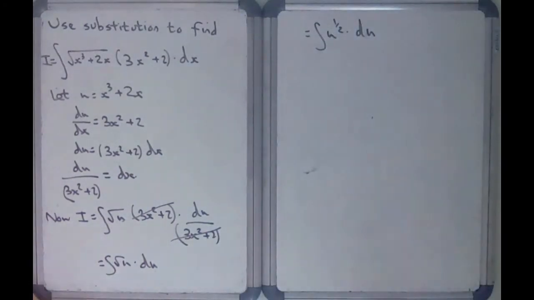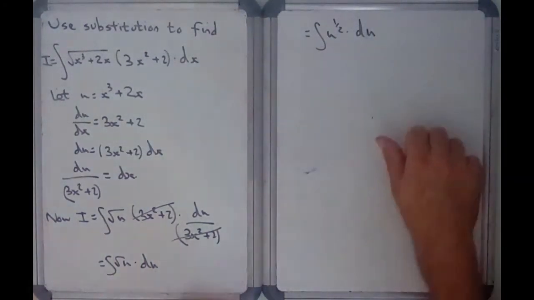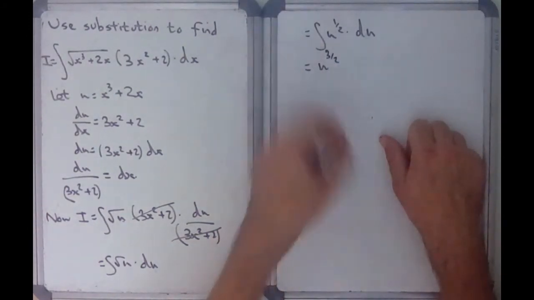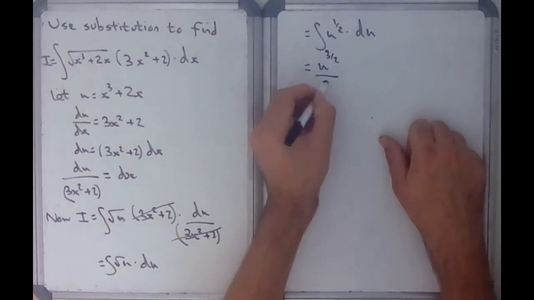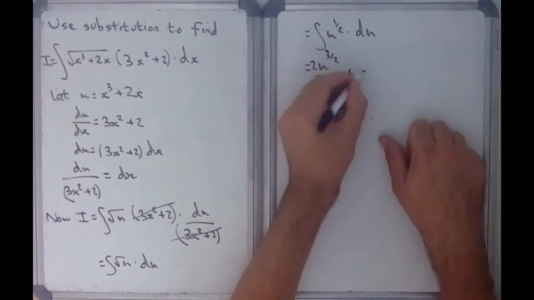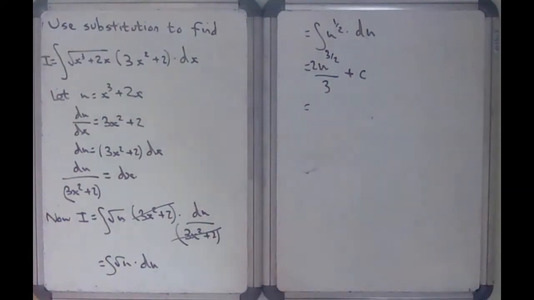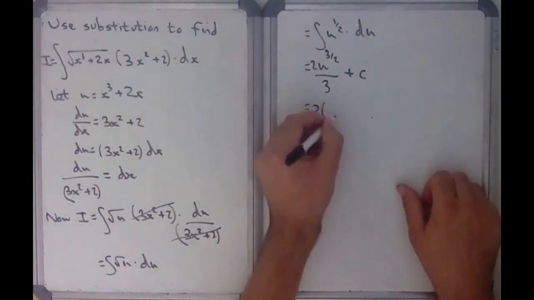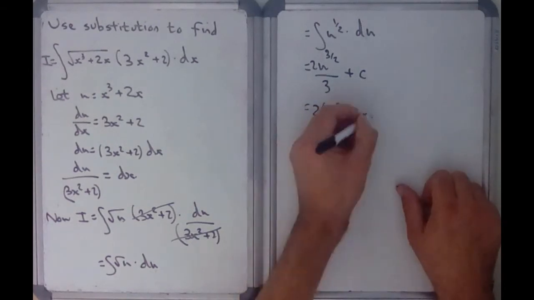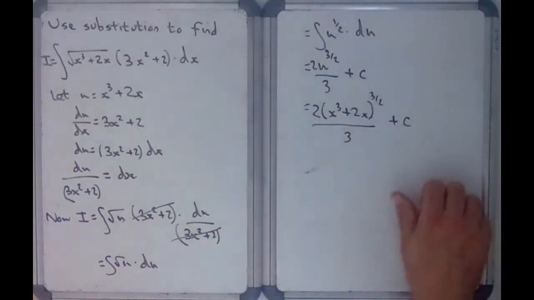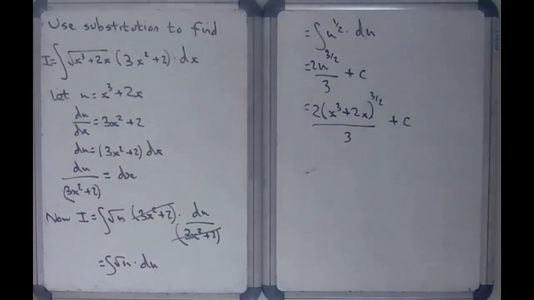So the way to integrate a polynomial, you add 1 to the power, divide by the new power, so equals u to the half plus 1, that is 3 over 2. I need to divide by 3 over 2, so I divide by 3 and I times by 2, and I must add the constant of integration. So now we want to get rid of u, put it in terms of x, so u was x cubed plus 2x, so equals 2 times x cubed plus 2x to the power 3 over 2 over 3 plus the constant of integration.